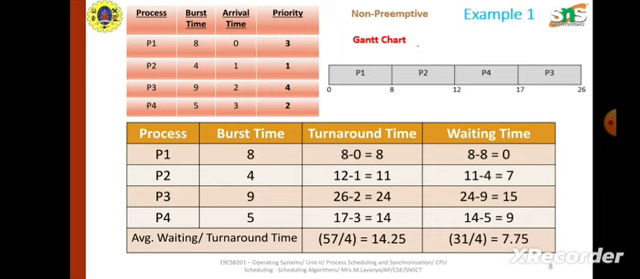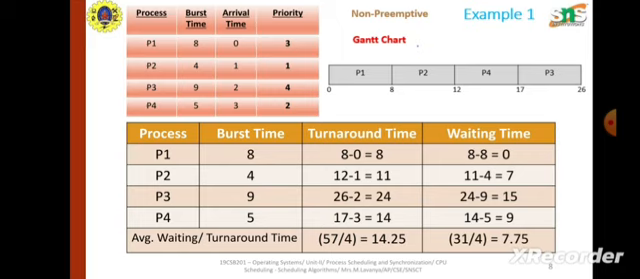For finding the average turnaround time, we will add all those turnaround times of P1 to P4. 8 plus 11 plus 24 plus 14 equal to 57, divided by 4 equal to 14.25, is the average turnaround time for this process execution under the non-preemptive method.